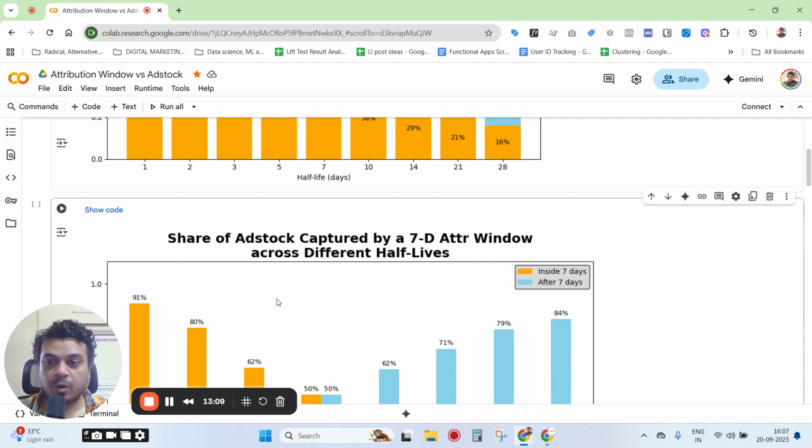Adstock is more from a modeling aspect of it, and attribution window is a predefined concept given usually by the different platforms.